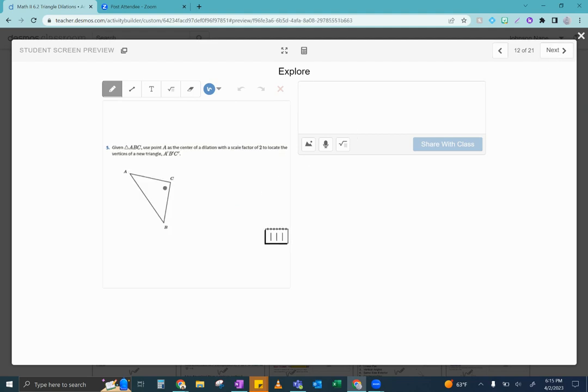This one says, given triangle ABC, use point A as the center of dilation with a scale factor of 2. Locate the vertices of the new triangle. Now your center of dilation is actually a vertex, right? So can you imagine what that would look like if I took this length and put it right here? I took this length and I put it right here, right?